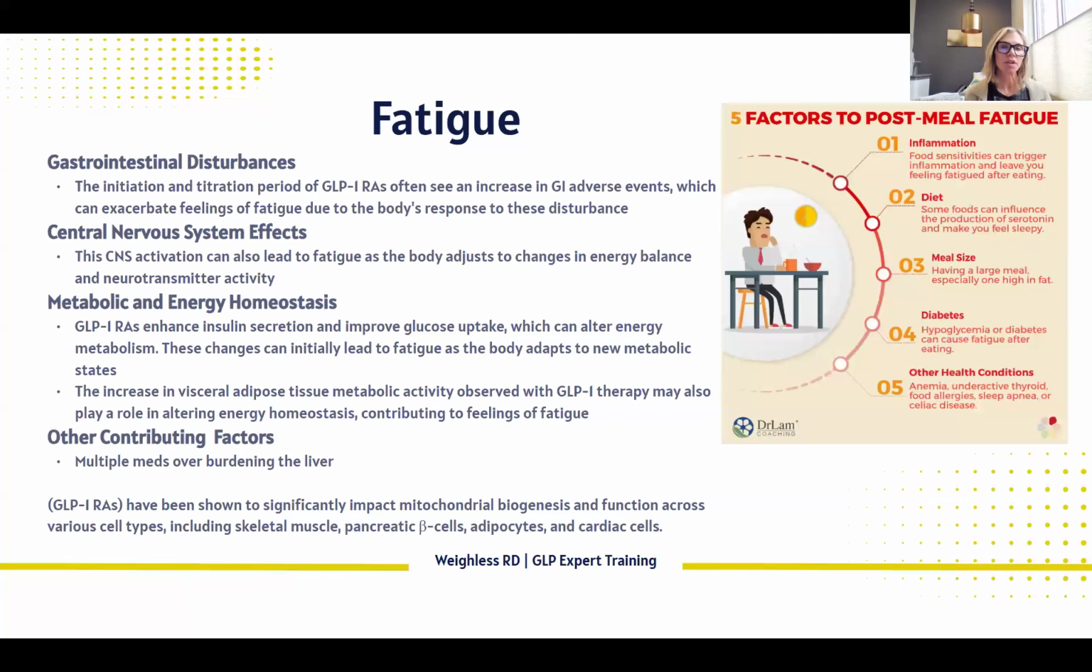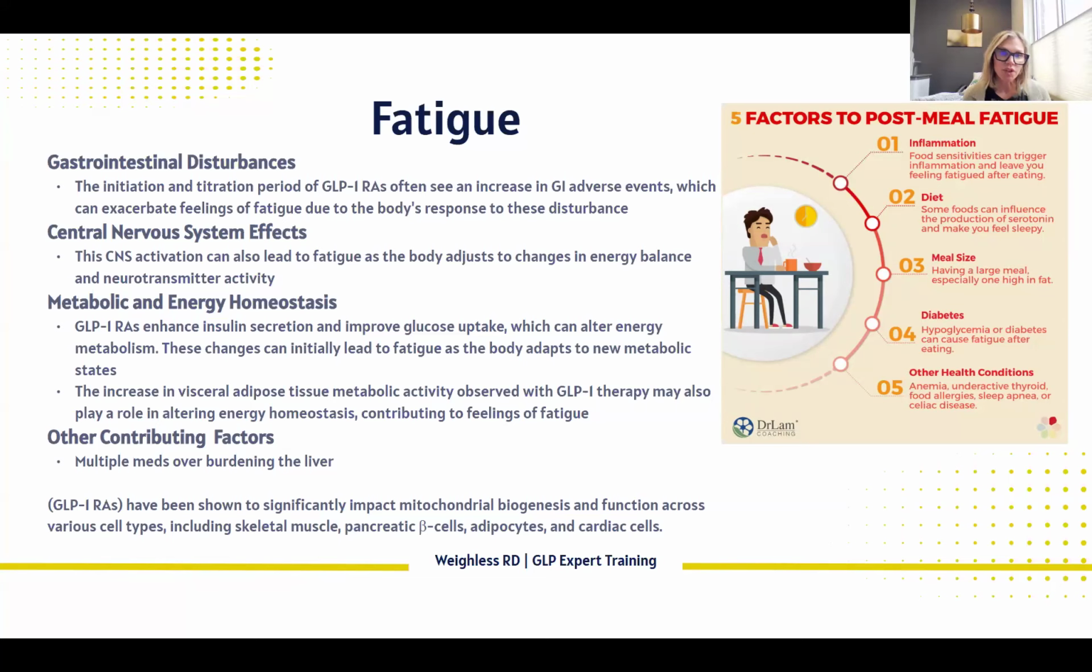When you take the medication, there's a lot going on in the body, and just that increase in all of the different mechanisms in the GI adverse effects can exacerbate the feeling of fatigue because the body's going through a lot. It affects the central nervous system, and when there's adjustments in the energy balance and the body is not used to that, that can elicit more fatigue. There's also effects on some of the neurotransmitters in the brain that can cause more fatigue.